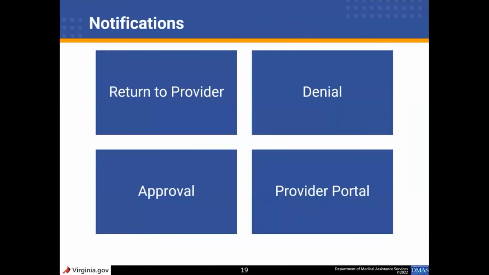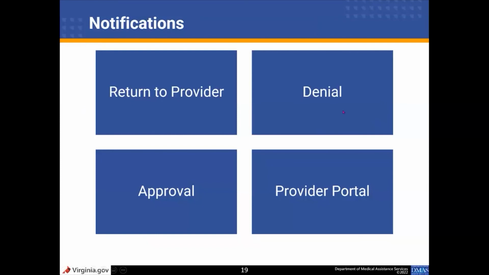After a determination has been made on the application, you will receive one or more notifications. So we have here our return to provider, or RTP. If your application is returned for corrections, you will receive a notification with the changes that need to be made. This includes providing an additional attachment or editing responses. You have 30 days to make the corrections and resubmit your application. If not completed by the deadline, your application will be denied.